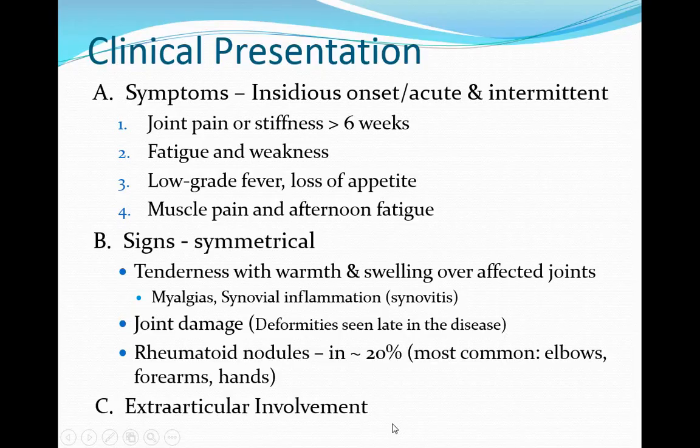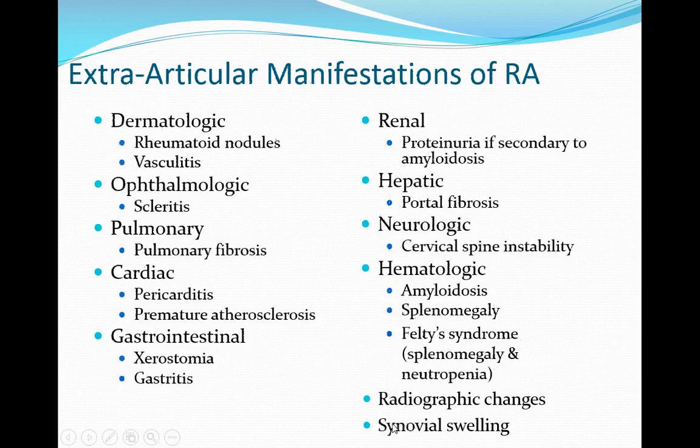And over time, what you'll see is joint damage later in the disease. And eventually, if you don't treat the disease, you will see rheumatoid nodules. And I'll show you some pictures of these. And they occur at a risk of about 20%. They're mostly in the elbows, forearms, and the hands. The other unfortunate situation is we can have extra-articular involvement. And the specific areas that can be involved are any part of the body. So typically you'll see dermatological changes and ophthalmic changes.